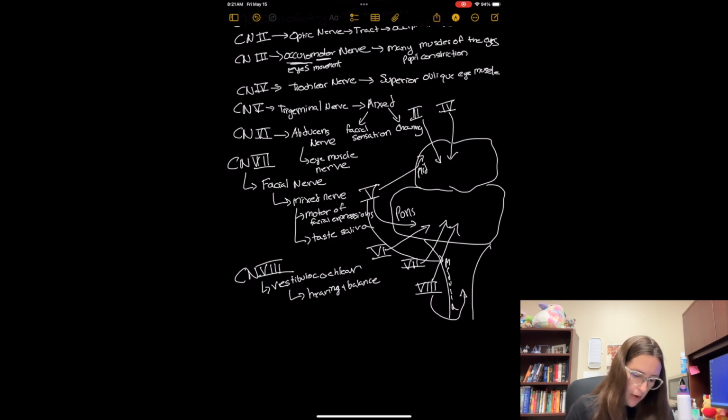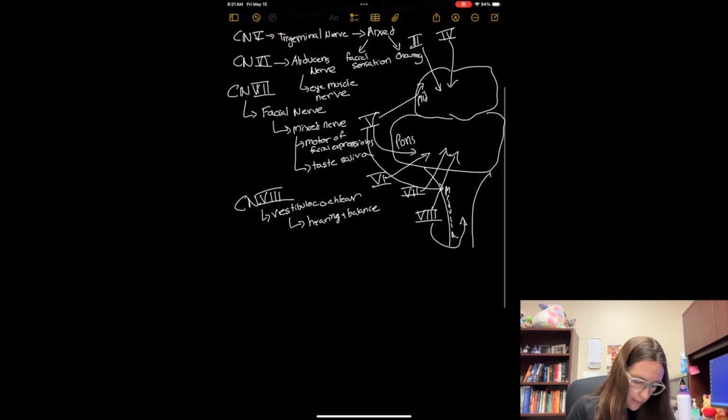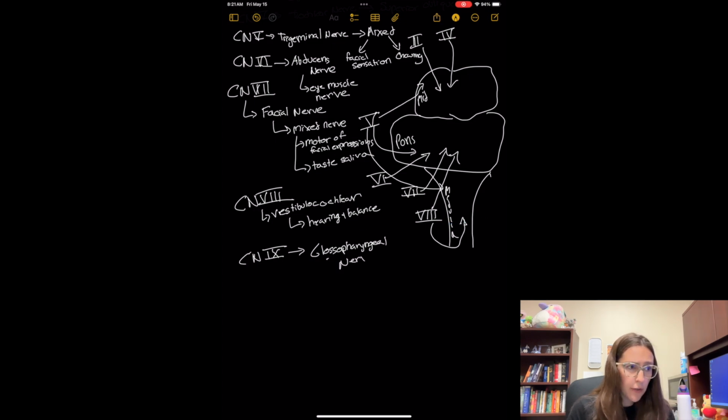Okay. Moving on to cranial nerve 9. Cranial nerve 9 is the glossopharyngeal nerve. And the glossopharyngeal nerve, along with cranial nerve 7, can do things with tasting. But the big thing that it's going to do is swallowing. Huge on swallowing. Okay. So, and we're going to find cranial nerve 9, oops, that's 11. Cranial nerve 9, we're going to find it in the medulla.